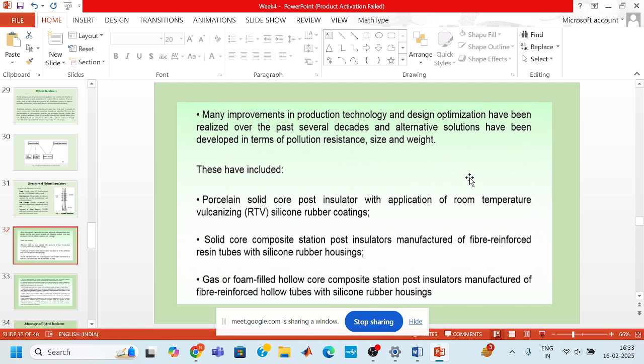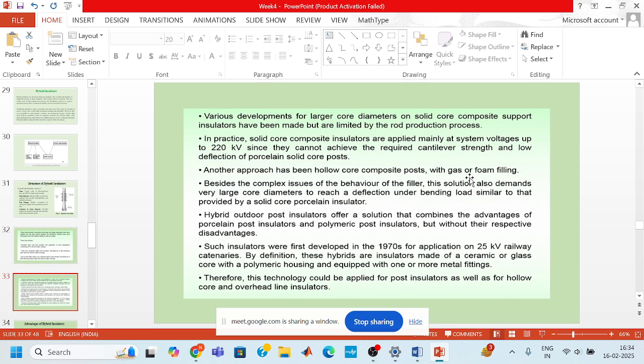And they have included porcelain solid core post insulators with the application of room temperature vulcanizing silicon rubber coatings, and solid core composite station post insulators manufactured of fiber reinforced resin tubes with silicon rubber housing, and gas or foam filled hollow core composite station post insulators manufactured of fiber reinforced hollow tube with silicon rubber housings. So these are the improvements, and various developments for large core diameters on solid core composite support insulators have been made, but they are limited by the rod production process.